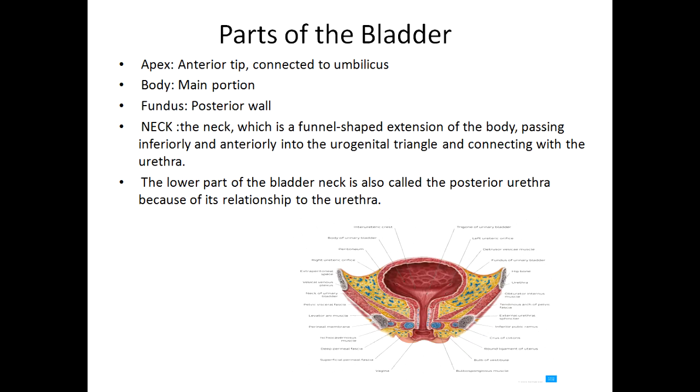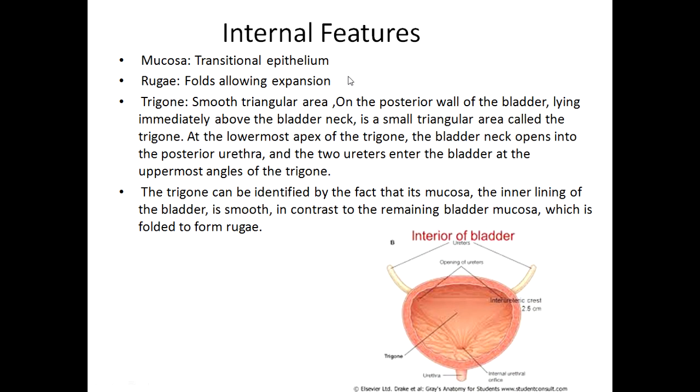Now, internal features. Here we discuss the mucosa. The mucosa of the urinary bladder is a transitional epithelium. This is important. The mucosa is also thrown into multiple folds, except in the trigone region. See, this is the trigone region. Except here, the internal wall of the urinary bladder is seen as multiple folds. These folds are called rugae.